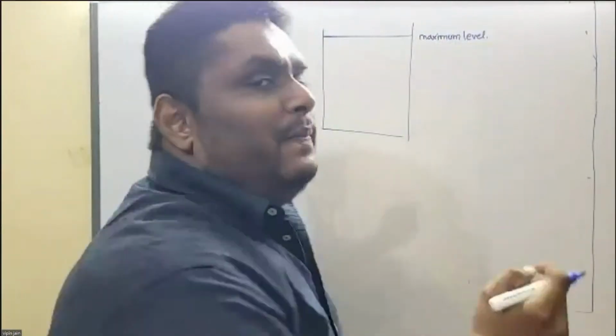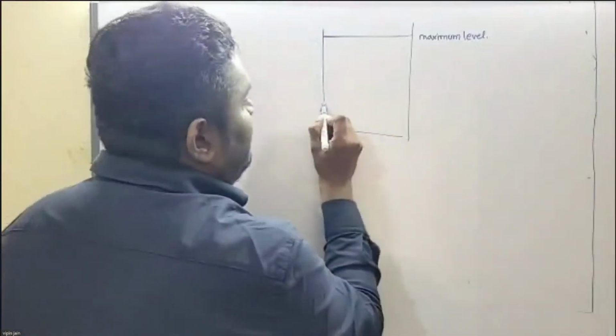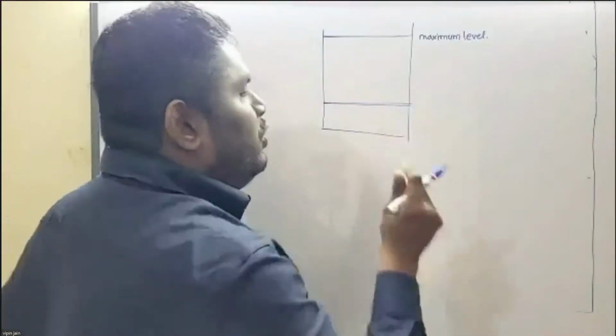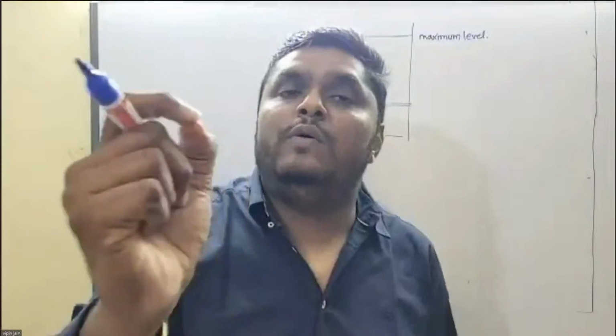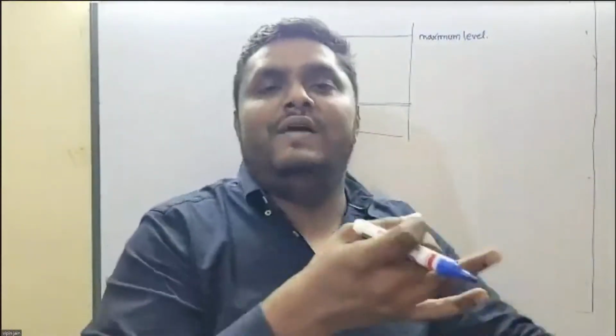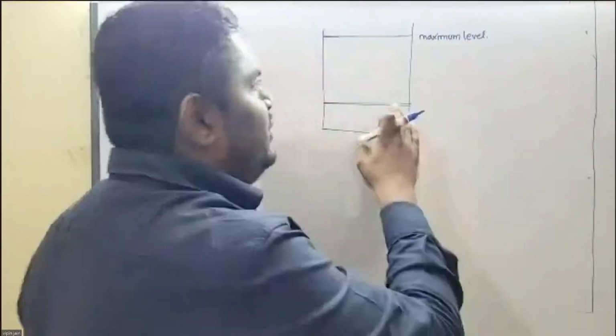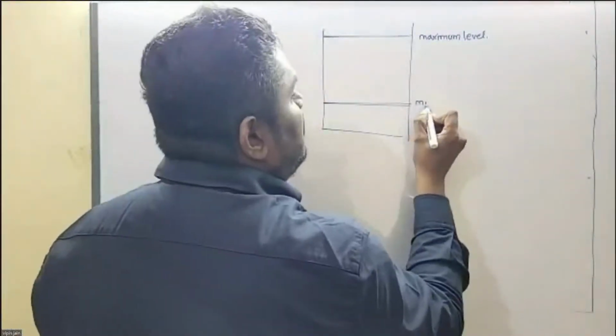When talking about the minimum level, it is better to meet our daily use requirements, that is, to wash clothes, to take a shower, to wash utensils. We should keep that much of a minimum level.